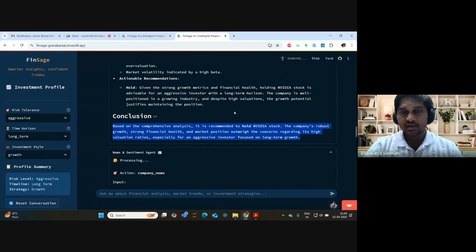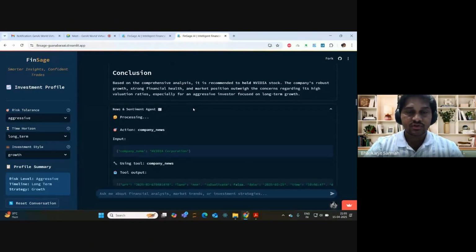Now imagine doing all of this analysis on your own, how time consuming a process it would have been. Now, in just a few seconds, we're getting the insight. Along with the insight, this financial metrics agent is also giving you a conclusion. It says, based on the comprehensive analysis, it is recommended to hold Nvidia. It says the company's robust growth, strong financial health, and market position outweigh the concerns regarding its high valuation risks, and so on. But again, this is not the final recommendation. This is just one agent.